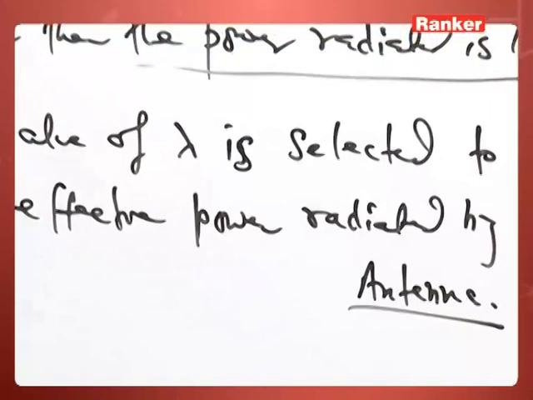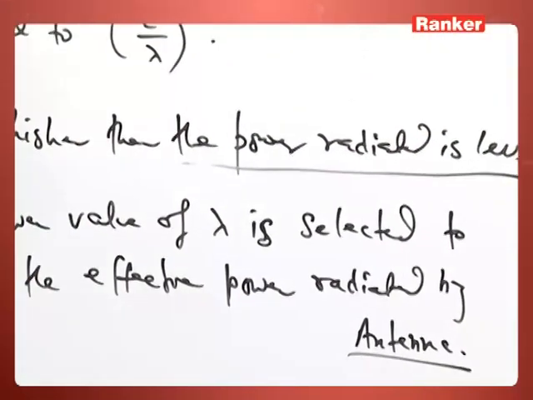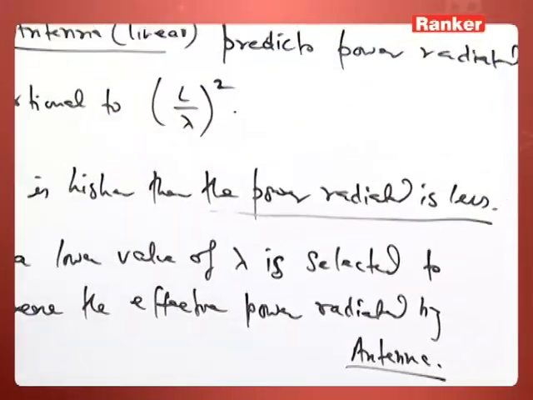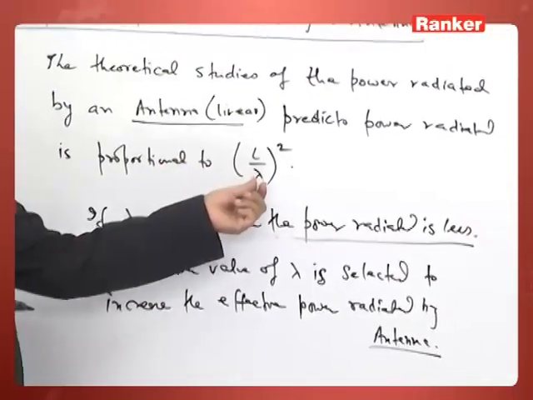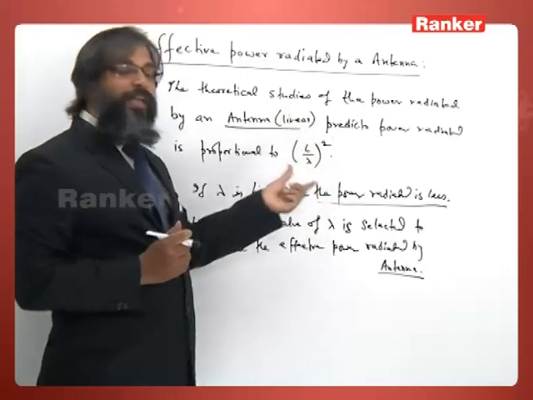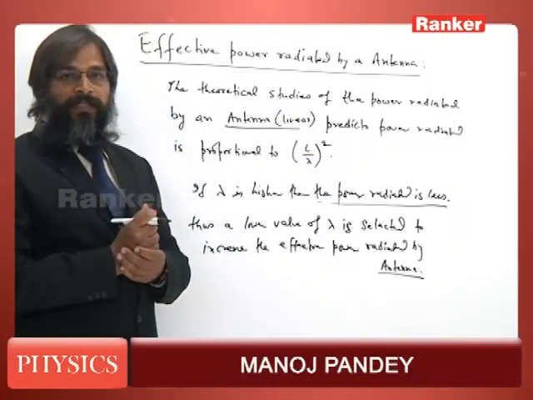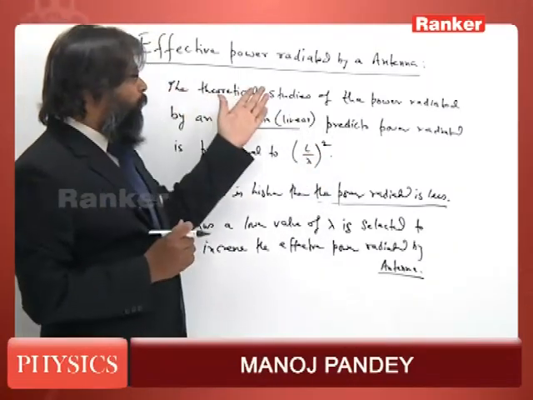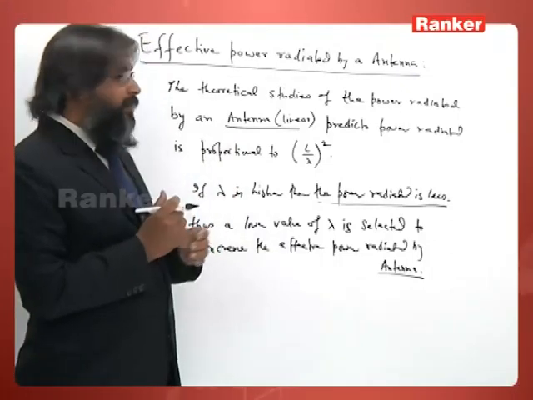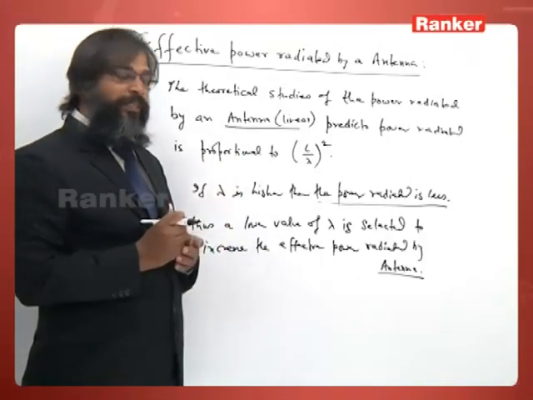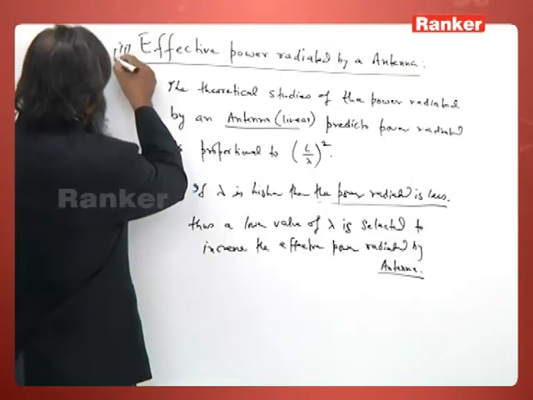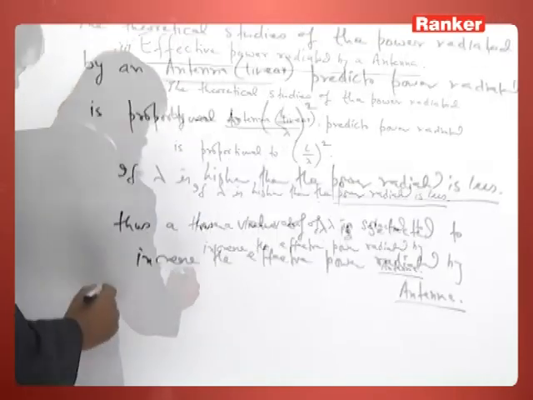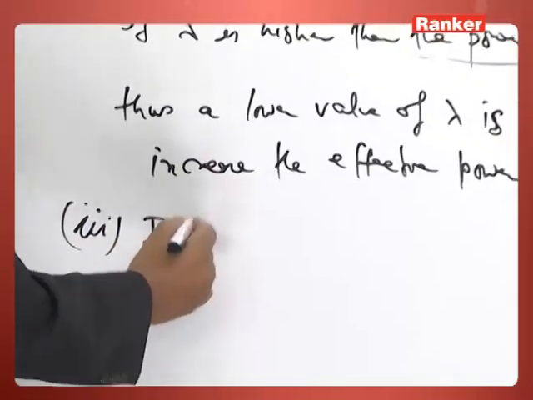Now, when we do modulation, we increase the frequency of the baseband signal, and increasing the frequency lowers the value of lambda, and so the effective power radiated becomes large. That is why we use an antenna, and that is why we require modulation. Now, the third point, this was the second point, and the third point was interference.